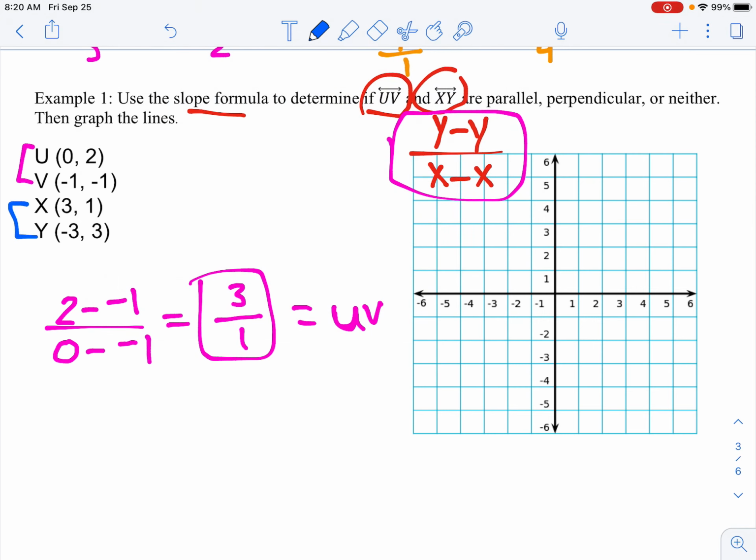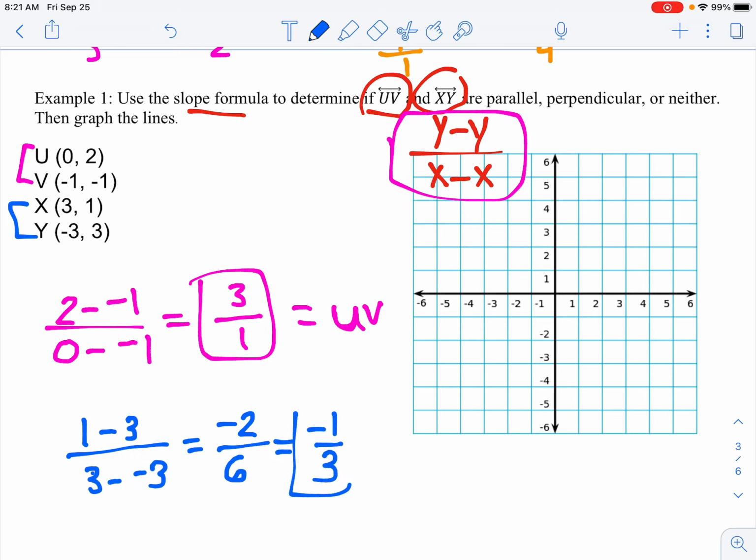Now, they want us to compare XY. So I'm going to do y minus y. So 1 minus 3, and then 3 minus a negative 3. All right, 1 minus 3 is negative 2. 3 minus a negative 3 is 6, but I can reduce this to negative 1/3. All right, that's our XY.